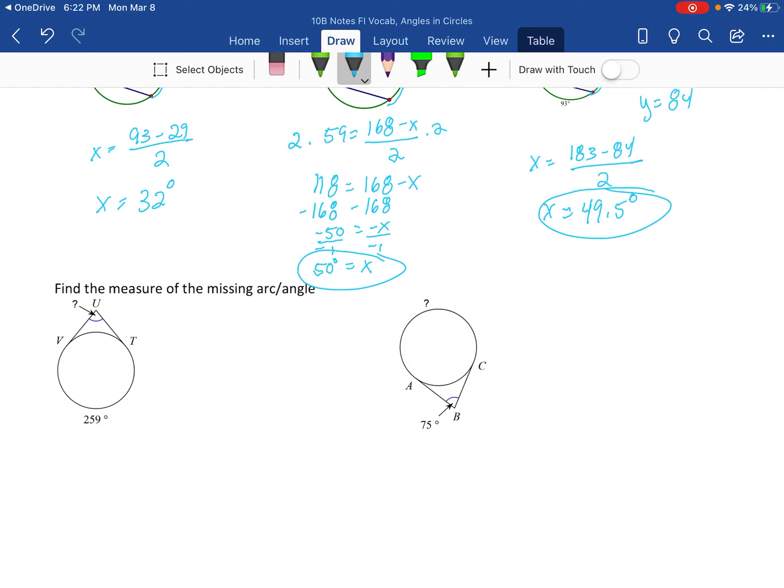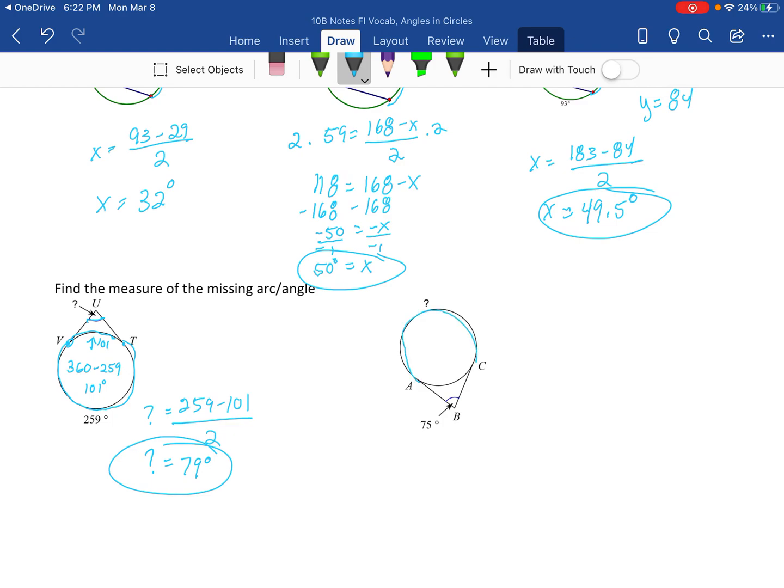Okay, find the measure of the missing arc and angle. So for these ones, for the two tangents, okay, here's my angle, here's my arc, here's my other arc. Well, I know that those two arcs add to 360, so the first thing I need to do is solve for my other arc. So this is going to be 360 minus 259, which is going to be 101 degrees. Okay, so this is 101. So I know my angle is equal to always my big arc minus my small arc divided by 2. So my angle is going to be 79 degrees.